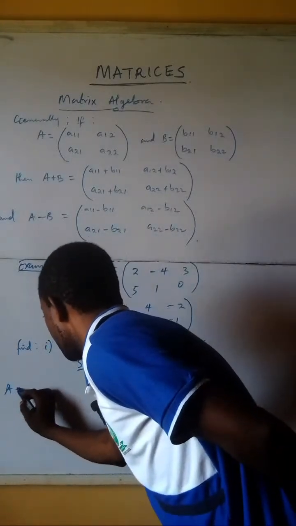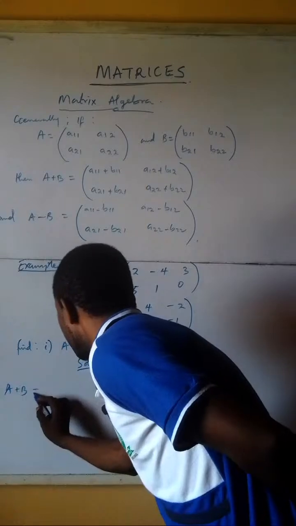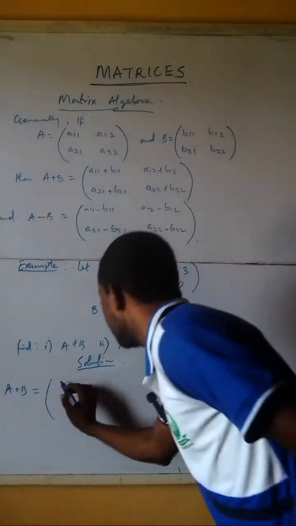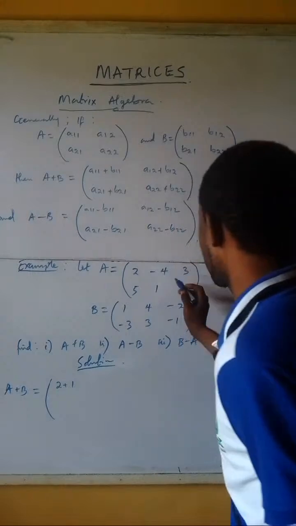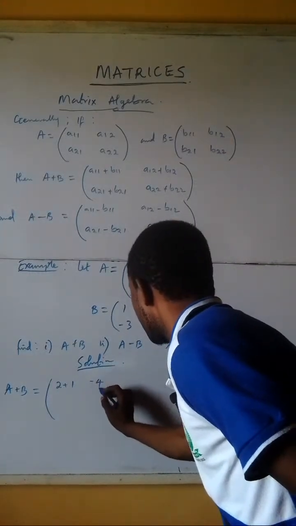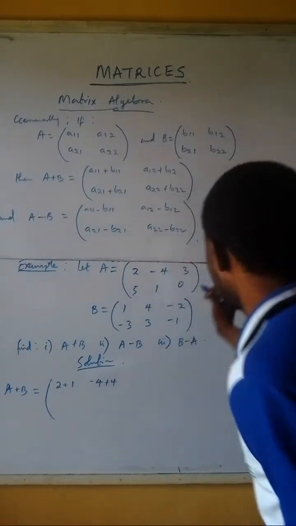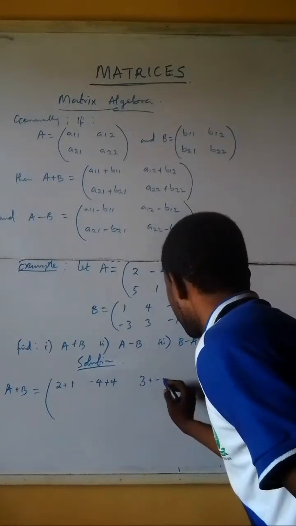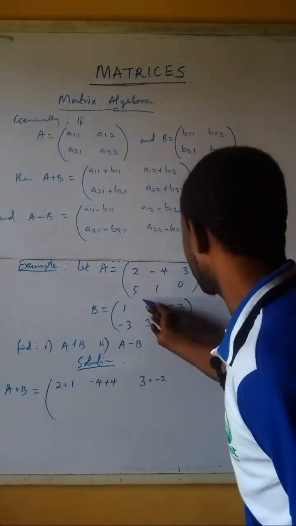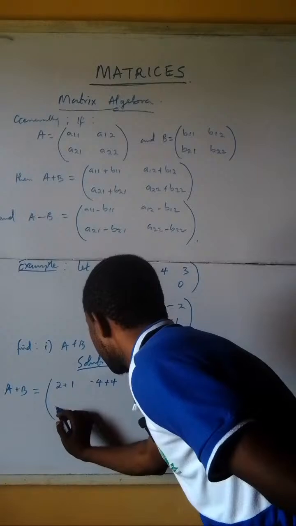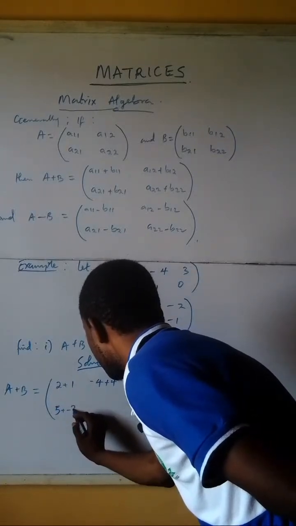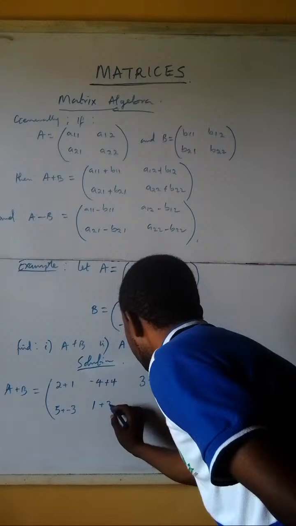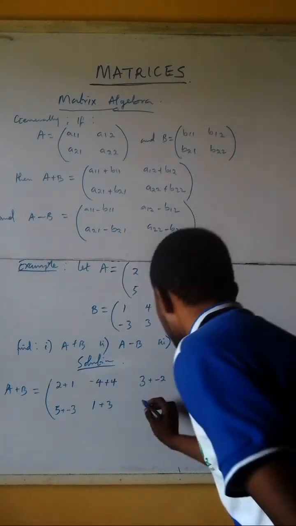That implies that A plus B, the first question, will then be equal to the corresponding elements: 2 plus 1, then minus 4 plus 4, then 3 plus minus 2, then 5 plus minus 3, then 1 plus 3, then 0 plus minus 1.